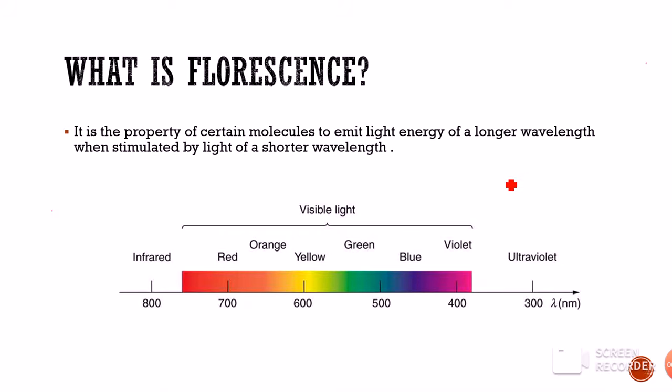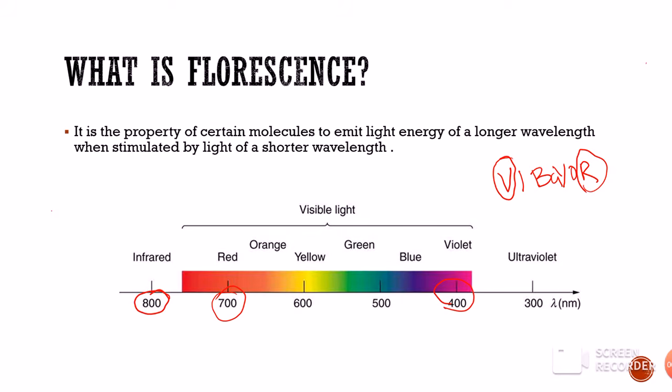We are all aware of the acronym VIBGYOR. This acronym represents the visible light and its components according to their wavelength. As we know, violet has the least wavelength and red has the maximum wavelength, and below the violet is the ultraviolet, and above red is the infrared, which has the maximum wavelength.